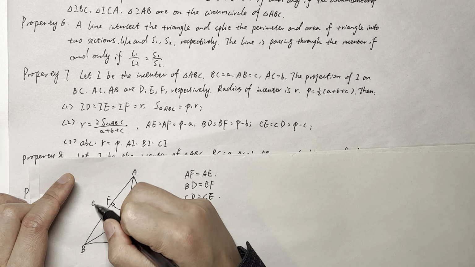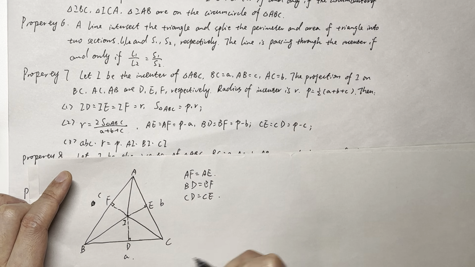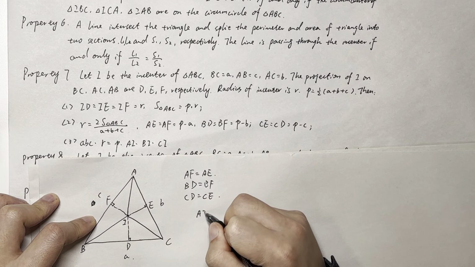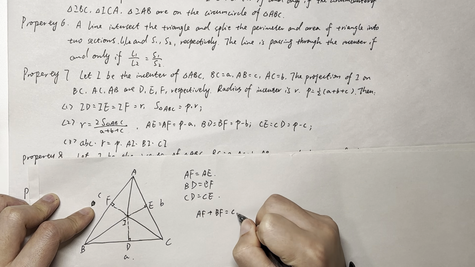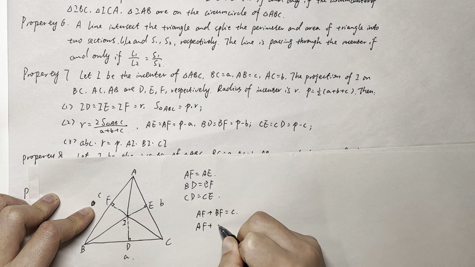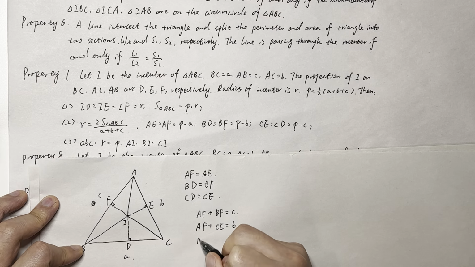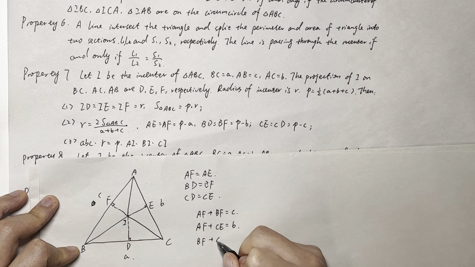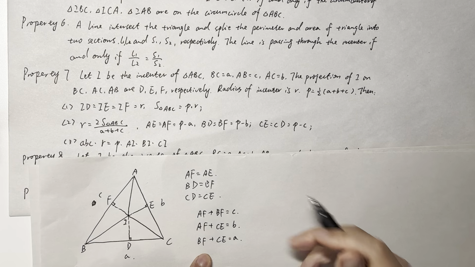So this side is c, this side is b, this side is a. So we know that AF plus BF equals c. And this one would be AF plus CE equals b. So here would be BF plus CE equals a. So we can solve this, right?